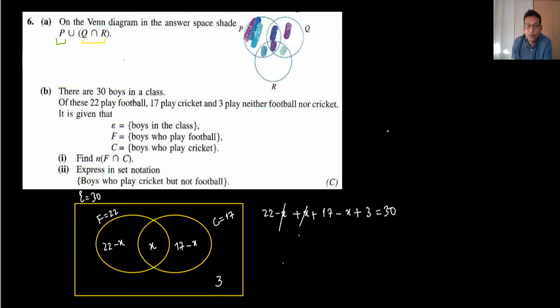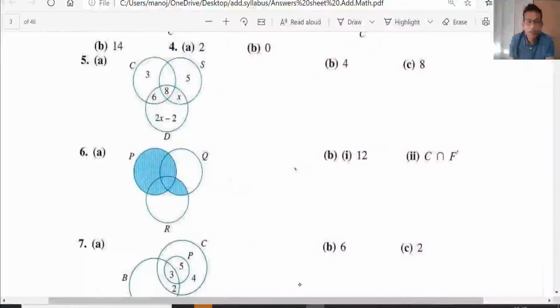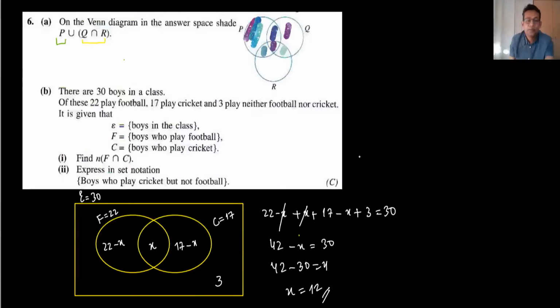X is cancelled out. So when we add everything, 22 and 17 is 39, wait, 42 minus X is equal to 30. 42 minus 30 is equal to X, and X is equal to 12. So it means there are 12 players who play football and cricket. Let's check the answer, it's coming 12. You're right. Okay, this is the first part we have done.